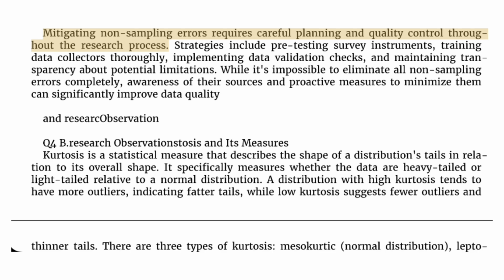Mitigating non-sampling errors requires careful planning and quality control throughout the research process. Strategies include pre-testing survey instruments, training data collectors thoroughly, implementing data validation checks, and maintaining transparency about potential limitations. While it's impossible to eliminate all non-sampling errors completely, awareness of their sources and proactive measures to minimize them can significantly improve data quality.